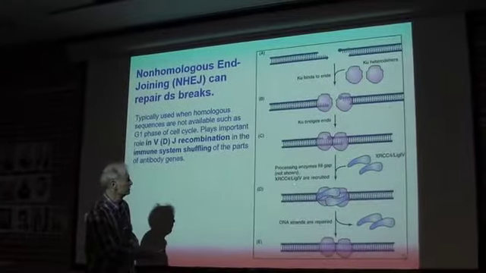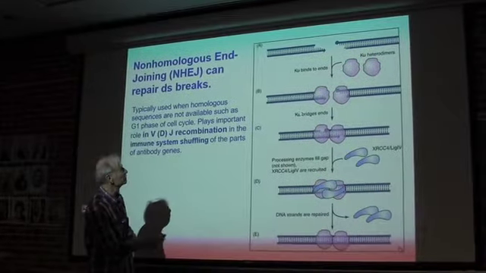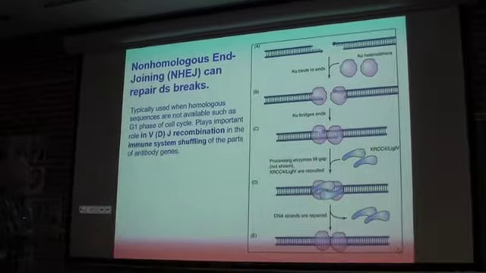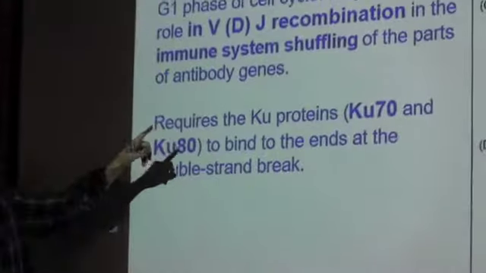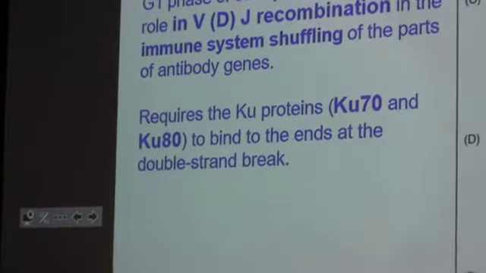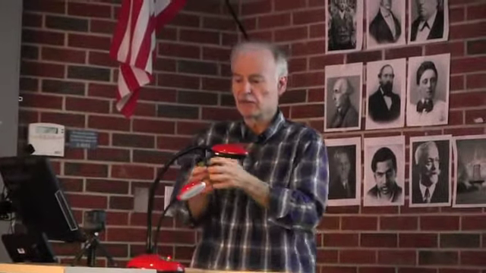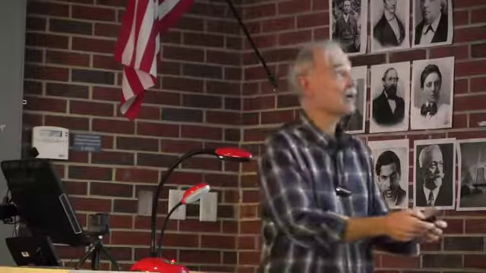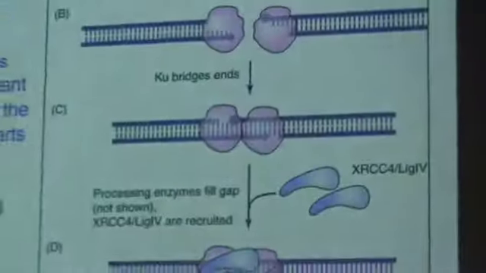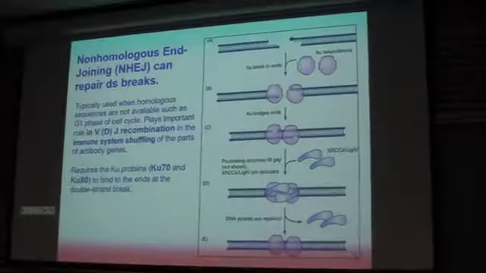Here the proteins are the Ku brothers. Ku heterodimers. Ku70 and Ku80. They bind to each of the two ends. Sometimes there's a little deletion or so, it's not real precise, but what holds them together is not because they are the same sequence, but because they are binding sites for Ku and Ku. Ku70 and Ku80.